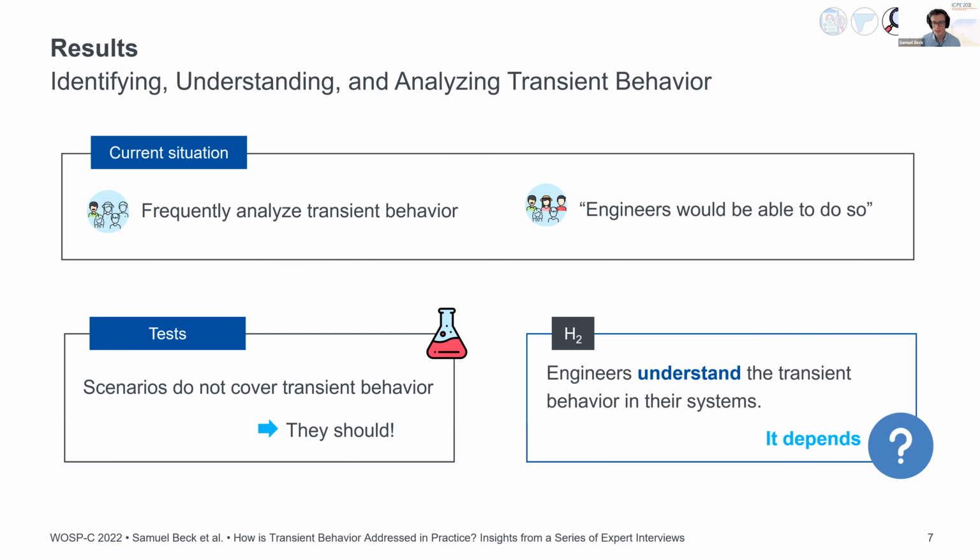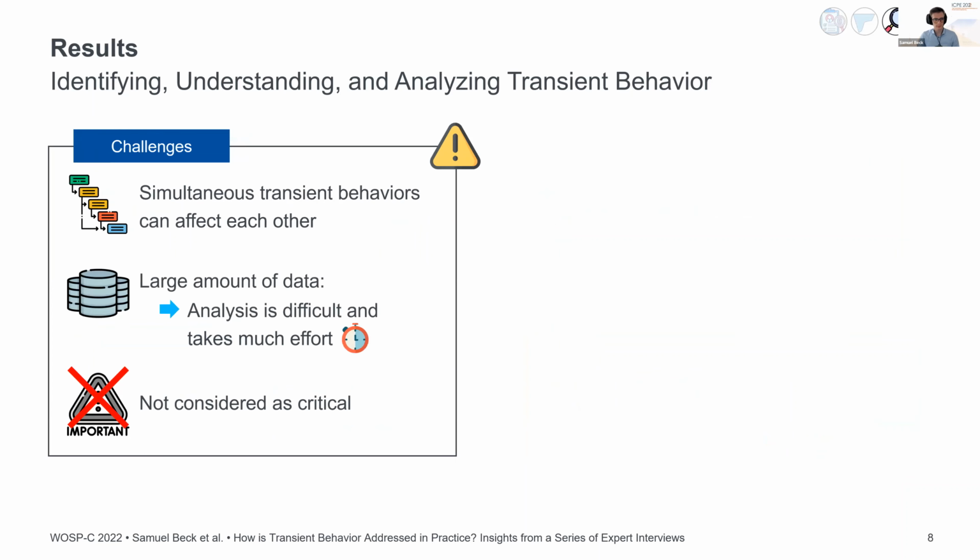So our second hypothesis, that engineers understand the transient behavior in their systems, can't probably be answered with that, because it really depends on the kind of system that they're working on and on the priorities that their organization has. With regards to the challenges that I see in analyzing transient behavior, the first is that simultaneous transient behaviors can occur in a microservice system that can affect each other and cascade from one service to another. And these simultaneous behaviors are very challenging to understand and to analyze.